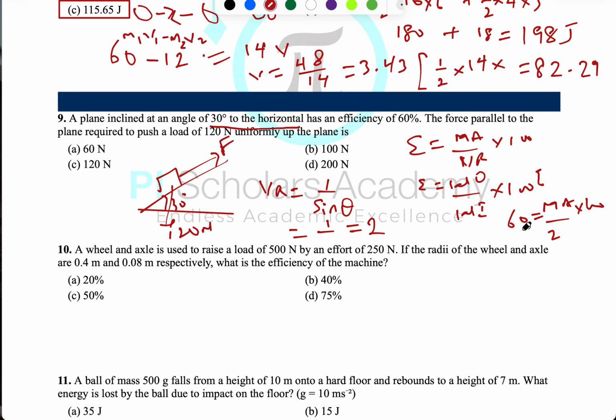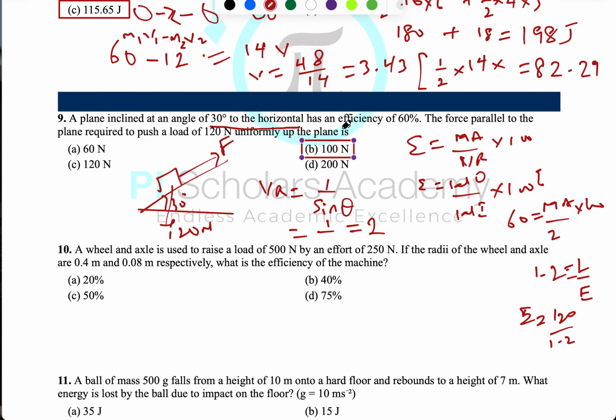So there we have 2 times 60 is what? 120. 120 divided by 100, that's going to be 1.2. So the mechanical advantage is 1.2. If the mechanical advantage is 1.2, mechanical advantage is also the same thing as load over effort. And we've been given the load. The load is 120. So therefore, our effort is going to be 120 divided by 1.2, which is going to be 100 newtons. So the force is going to be 100 newtons, like that.